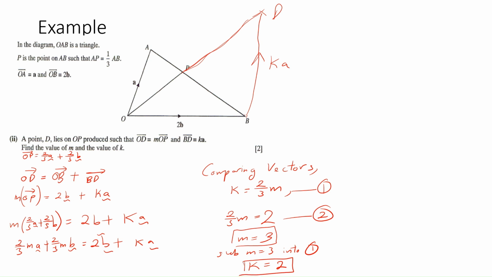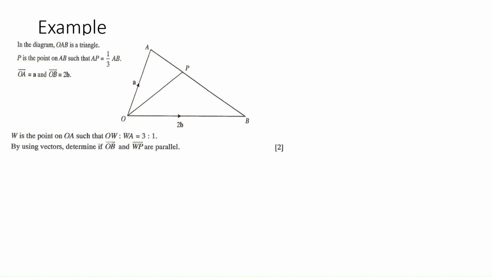Part 3, where we determine if they are parallel. If you want to prove whether two lines or two vectors are parallel, it must be a factor multiple relationship. It's the same thing, just that there is no common point now. But if you want to prove that they are all on a straight line, then you have to prove that they have a common point. That's the only difference.